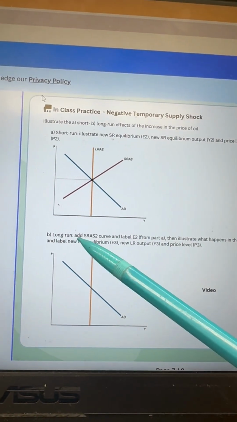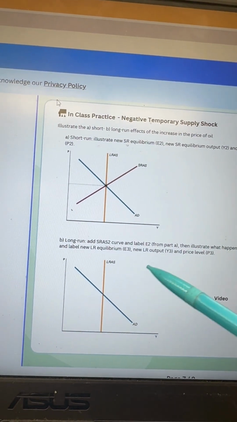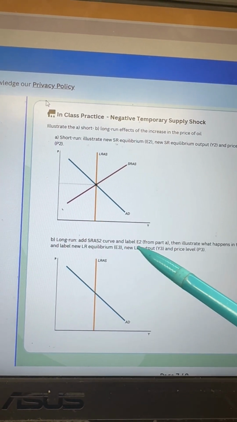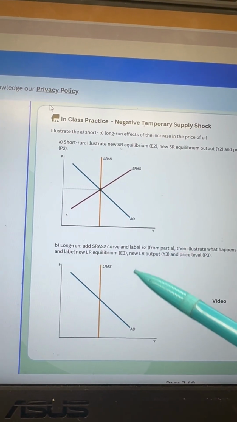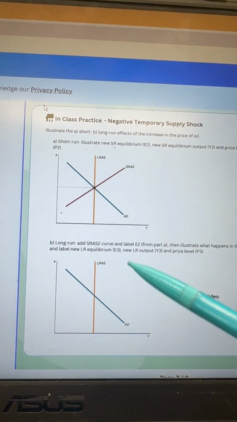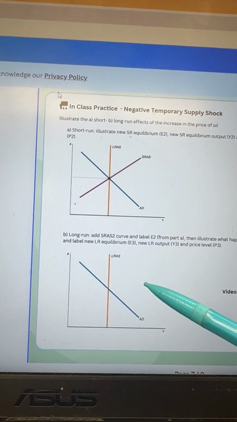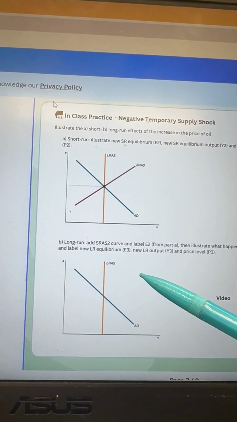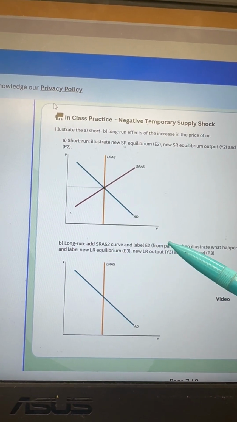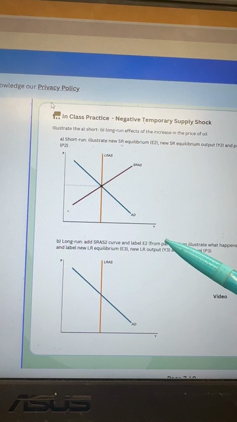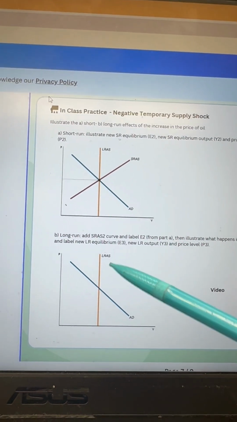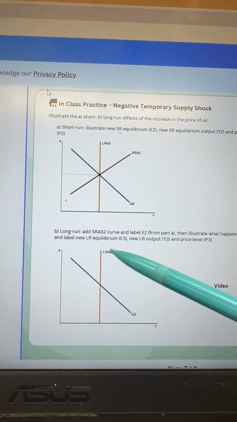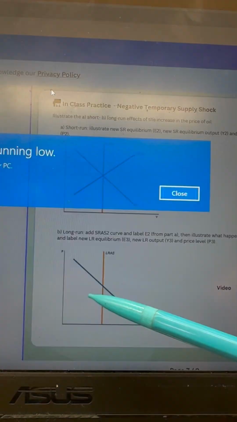Now for B, long run, we added a short run aggregate supply curve and label from part A, which is here, and then we must illustrate what happens in the long run and label the new long run equilibrium. So in the long run, an economy's potential output is determined by factors like capital, labor, and technology, not price level, and that's why the long run aggregate supply, LRAS, is always vertical. Price has no effect on it.